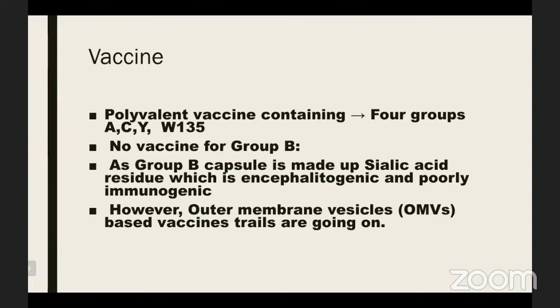For serogroup B, no vaccine is available because it contains sialic acid residue, which is encephalitogenic, which means it is more prone to cause encephalitis, and it is poorly immunogenic. However, outer membrane vesicle based vaccine trials are going on.